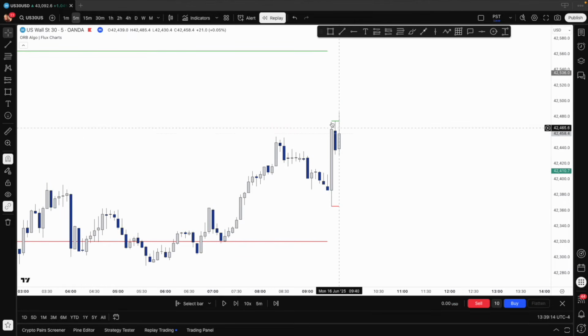Alright, so here you can see at our next example, our new ORB is forming. So let's wait till 10 o'clock.